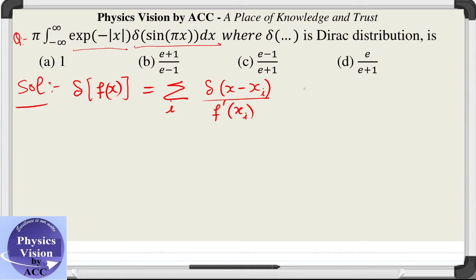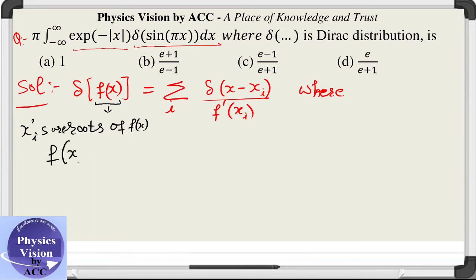Here, what are these xi's? These xi's are actually the roots of f(x). What does it mean? It means that if you put xi in the function, it will give us the value 0. But make sure the derivative is not equal to 0 at xi. Okay, xi are the roots.